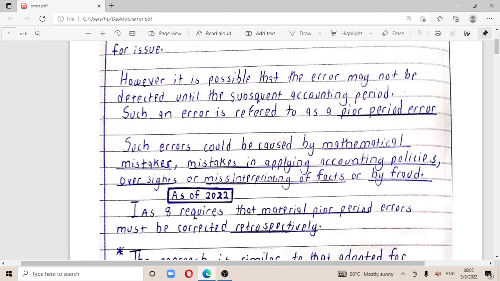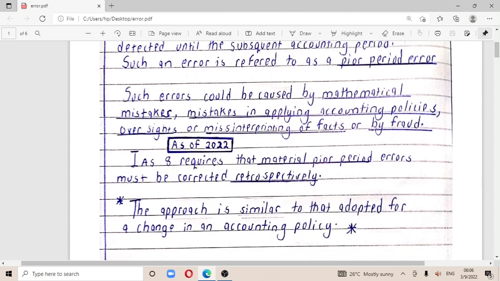So moving on, such errors could be caused by mathematical mistakes, mistakes in applying accounting policies, oversights, misinterpreting of facts, or by fraud. Since the standards keep on changing, as of 2022, IAS 8 requires that material prior period errors must be corrected retrospectively. The approach is similar to that adopted for a change in an accounting policy.